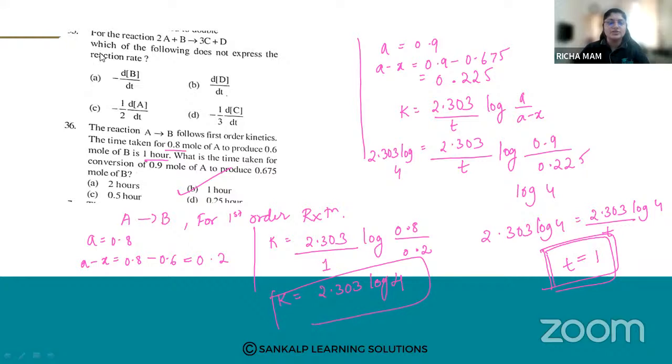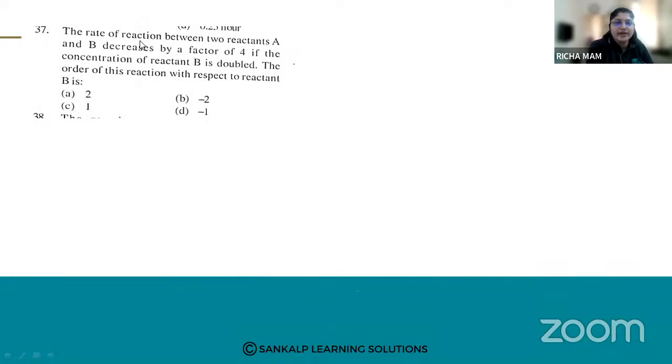Okay. Next question. The rate of reaction between two reactants A and B decreases by a factor of 4 if the concentration of reactant B is doubled. The order of this reaction with respect to reactant B is? Now this is the 37th question. So rate is given. Rate of the reaction is given as concentration of A raised to X and B raised to Y. So we know this.